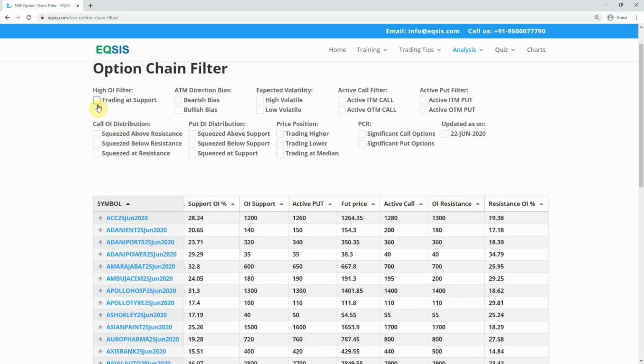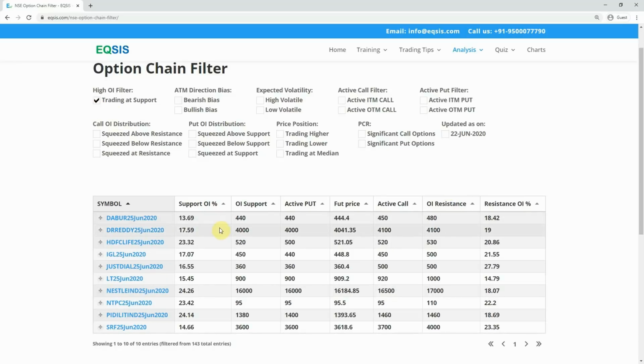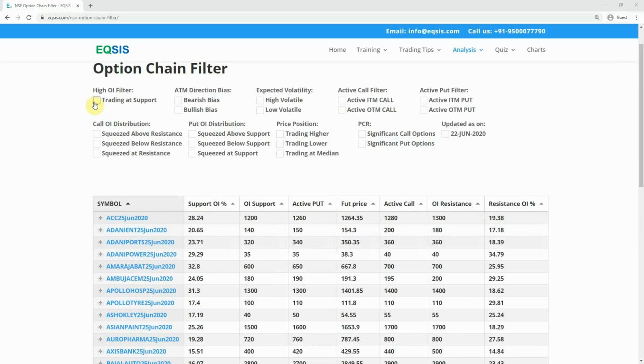But if I check on trading at support, it precisely picks up the companies which are trading at support as per option chain analysis. Let me tell you how it actually works through the illustration. So let's go back to the illustration.